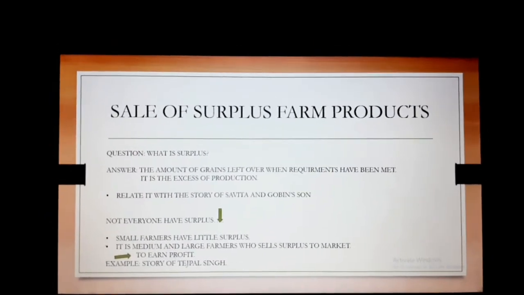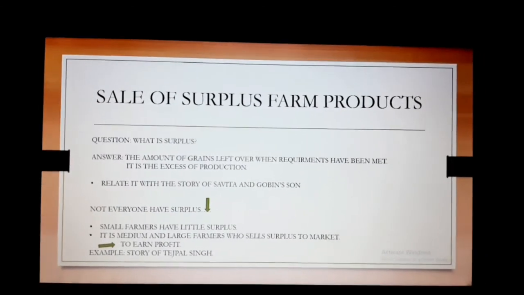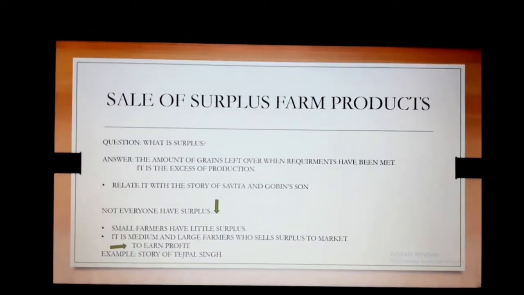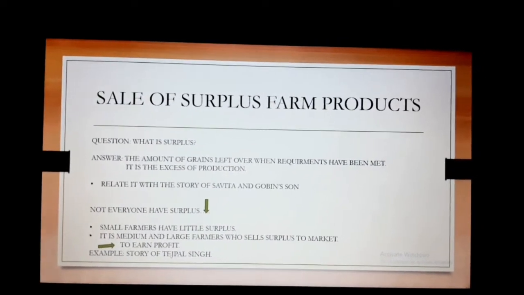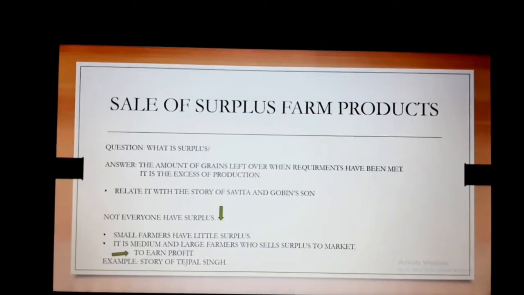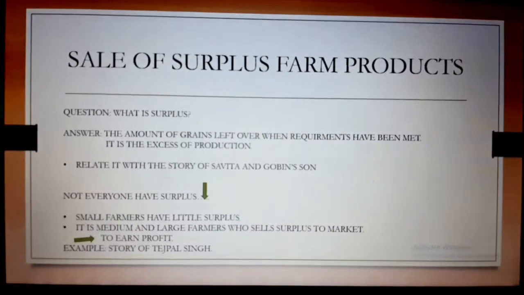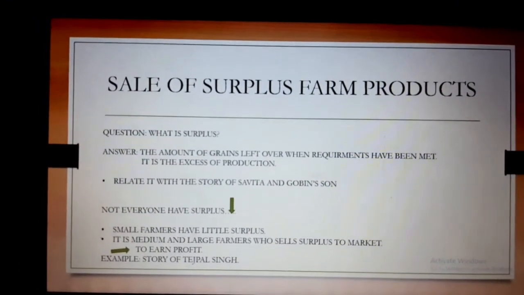So now it comes to sale of surplus farm products. Question: what is surplus? Surplus means bulk, a huge amount. So the answer says: the amount of grains left over when requirements have been met. It is the excess of production. It means the excess of production that is left out is called surplus.